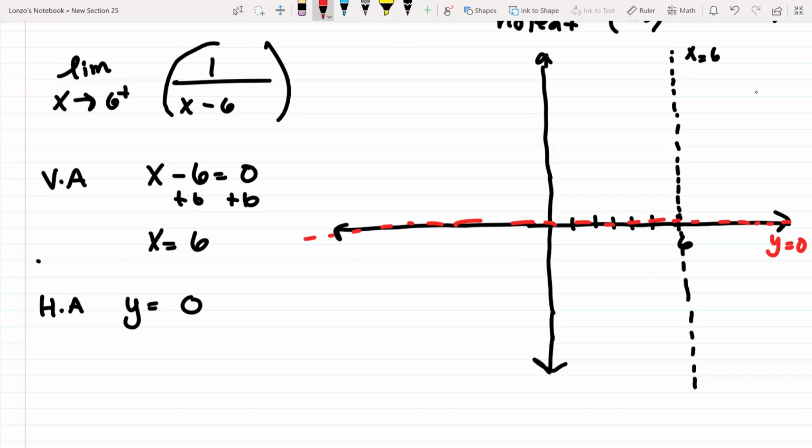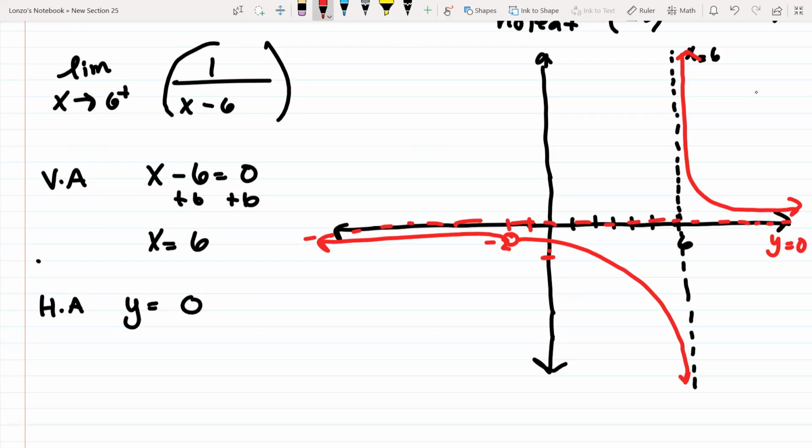And then when you test points, I'm just going to tell you that on the right-hand side, it's going to look like this. Because you would test a point, right? Like 7. And then on the left-hand side, well, we have a hole at negative 2, comma negative 0.125. So we have a hole right about here, right? And then on the left-hand side, it's going to approach like this. Okay.